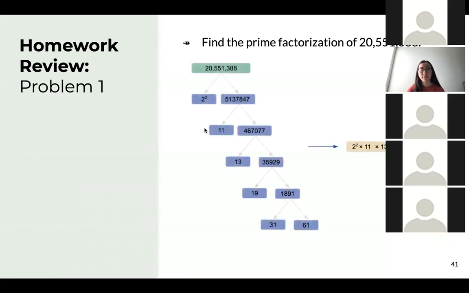Yep, that would be the correct answer. So as you can see here, this is a factor tree, and it helps us find the prime factorization more easily. We just break it down into component factors. Like see here, we pull out a 2 squared, and then divide that by 4. That gets you this. You pull out an 11, and then you just continue down until all of the numbers that you have are primes. And then you write them over here in this format. So 2 squared times 11 times 13 times 19 times 31 times 61 is the prime factorization of this number. All right, good job.